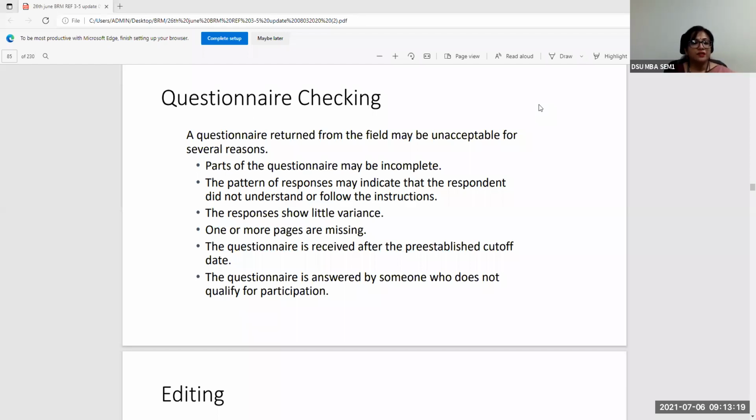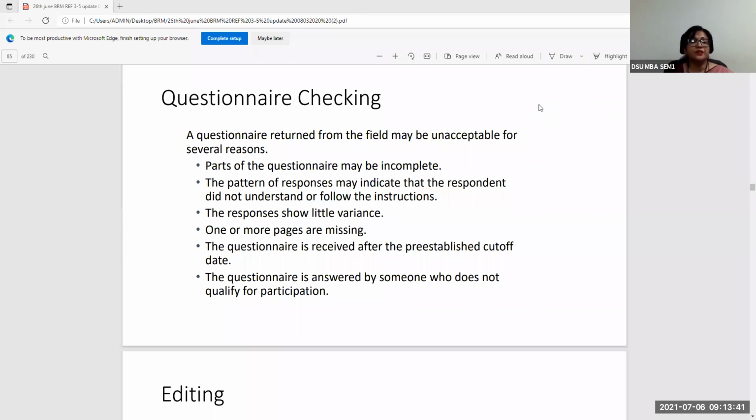The next thing you need to check is whether the questionnaire is received after the pre-established cutoff date. So if you've given some kind of a cutoff date and people have responded after that, the decision should be whether you should be using the questionnaire responses after that date or not, right? So those could be invalid responses and all of that.